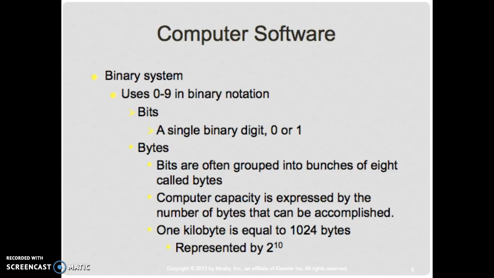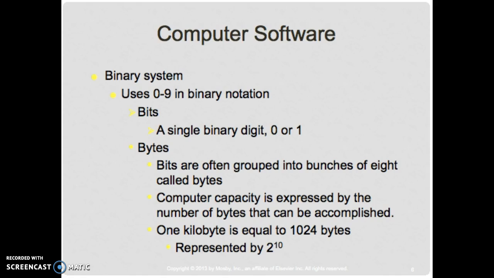There's the binary system that the computer software uses. It uses 0 and 1 in binary notation, so there's bits. A bit is a single binary digit, so it's a 0 or a 1. Bytes are often grouped into bunches of 8 bits. So computer capacity is expressed by the number of bytes that can be accomplished. One kilobyte is equal to 1024 bytes. It's represented by 2 to the power of 10. It's a little bit different than what we do for kVp, where we talk about kilo. This is a little bit different.